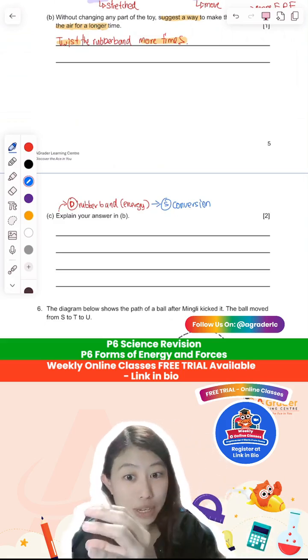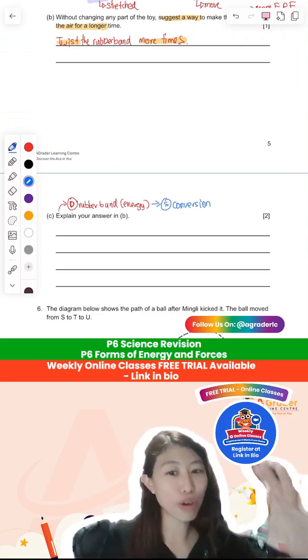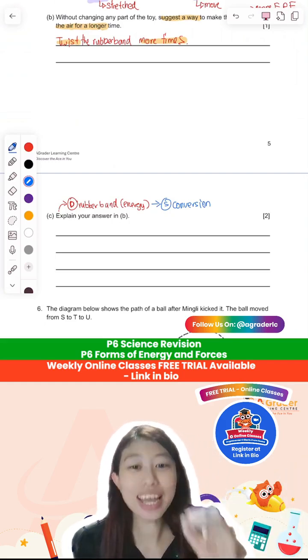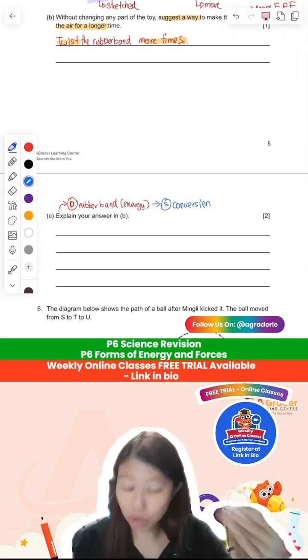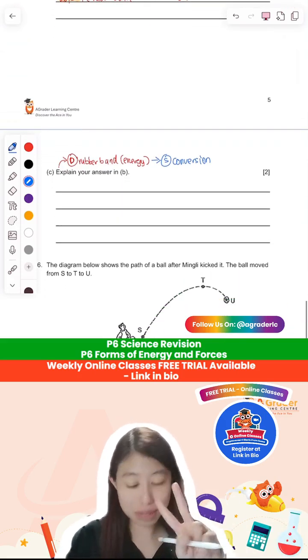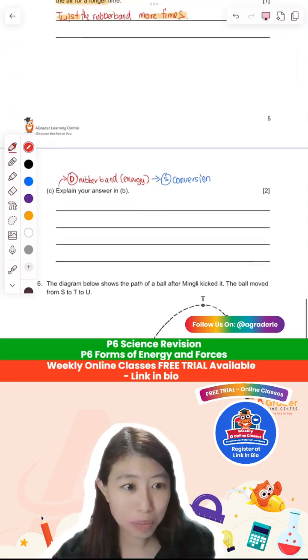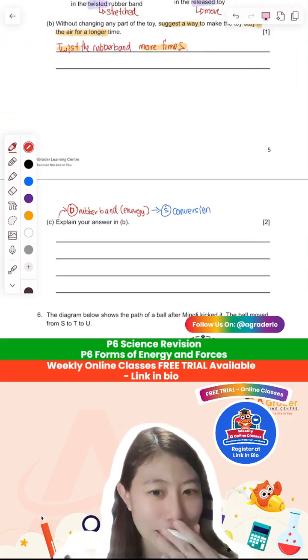When you twist it more times, you get more elastic potential energy. More elastic potential energy can be converted to more, and you must use comparison words, more kinetic energy. Very good, which allows the toy to stay longer in the air. So that's how you answer with the 2-step answering technique. Let me write it down. Oh, happy birthday, Kayla. Oh, lucky they didn't study.